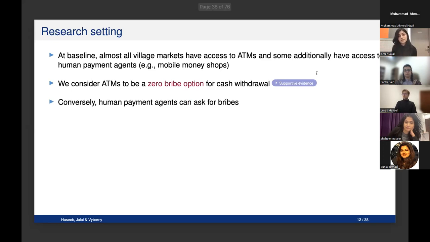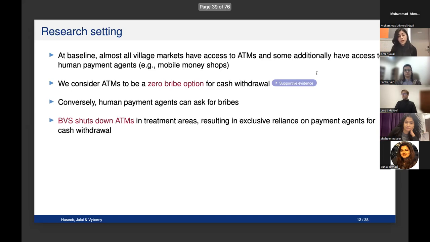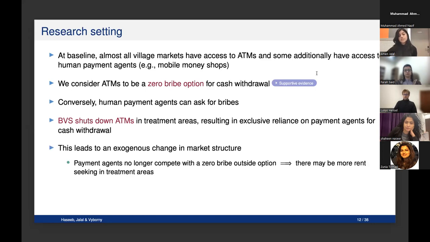On the other hand, human payment agents can ask for bribes. So when ATMs are shut down in treatment areas, there's exclusive reliance on these payment agents, which means they realize they have more market power. And even if people are not using ATMs directly and are always using payment agents, just the fact that payment agents know there's this threat of people going to the zero bribe outside option is sufficient.